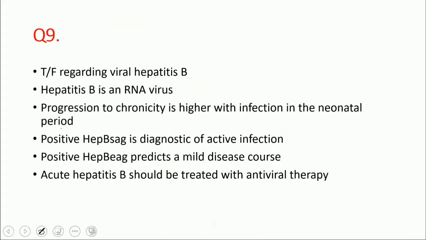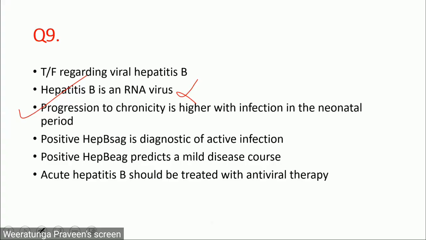Hepatitis B is a DNA virus, not an RNA virus. Progression to chronicity is higher with infection in the neonatal period, which is obviously true. Some people get the virus from their mothers through the placenta or through delivery. If they acquire the virus in the neonatal period, there's a much higher risk of developing chronic infection and cirrhosis down the line.